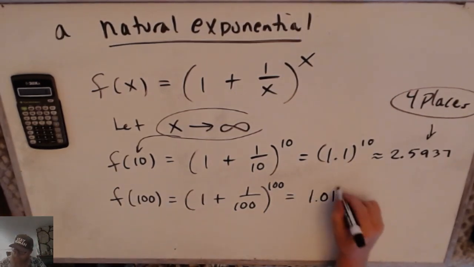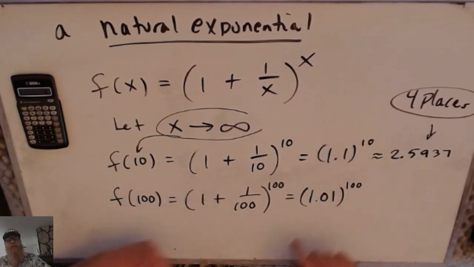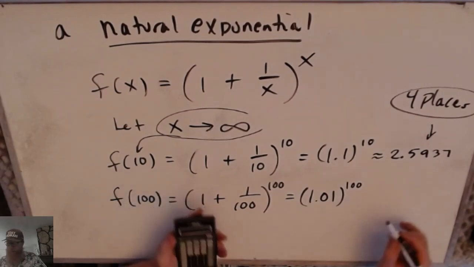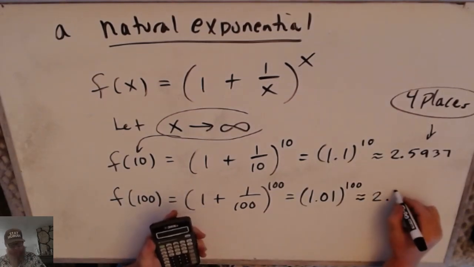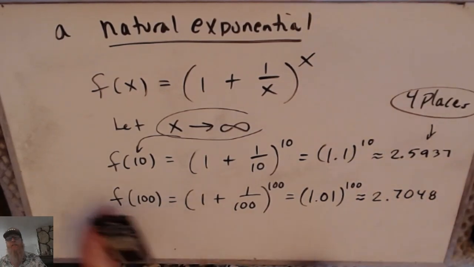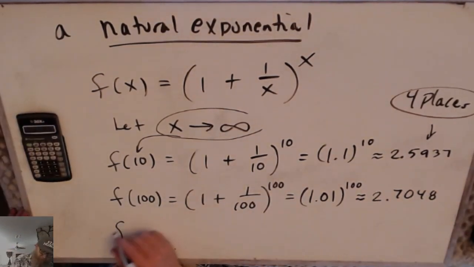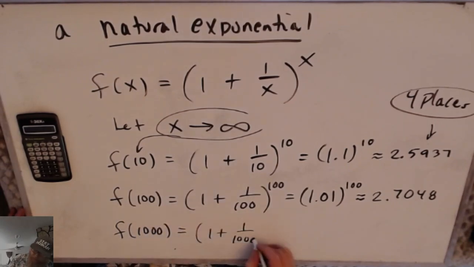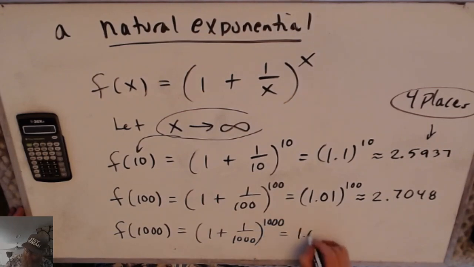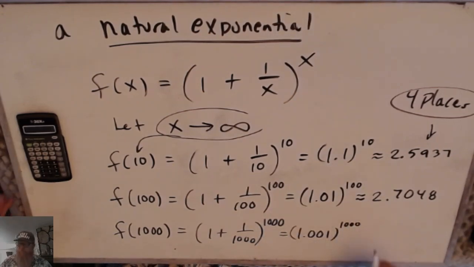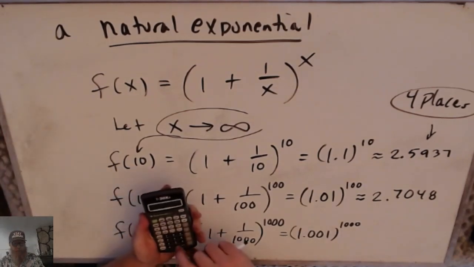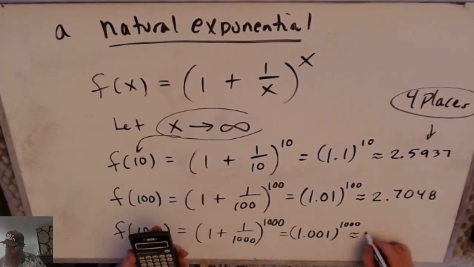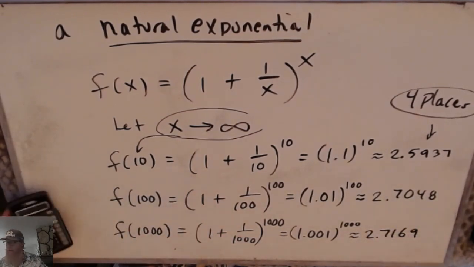So that's 1.01 to the 100th. You will notice a pattern very quickly. 1.01 to the 100th power, to 4 decimals, 2.7048. How about 1,000? 1.001 to the 1,000th power. 2.7169.